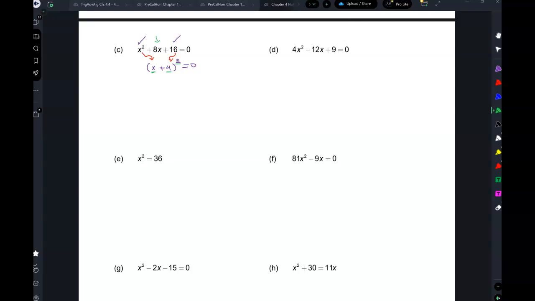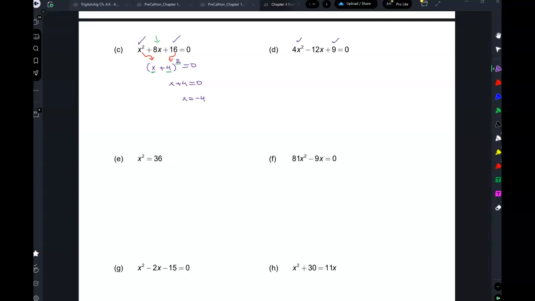Okay? Now, you can actually take a square root of both of these. So x plus 4 is equal to 0. X equals negative 4. Okay? Let me do a few more and I'll take questions. Okay, take a look at this one.